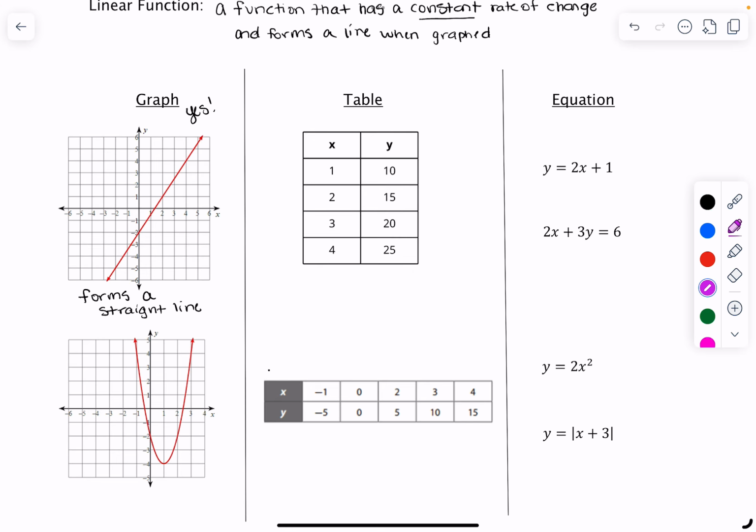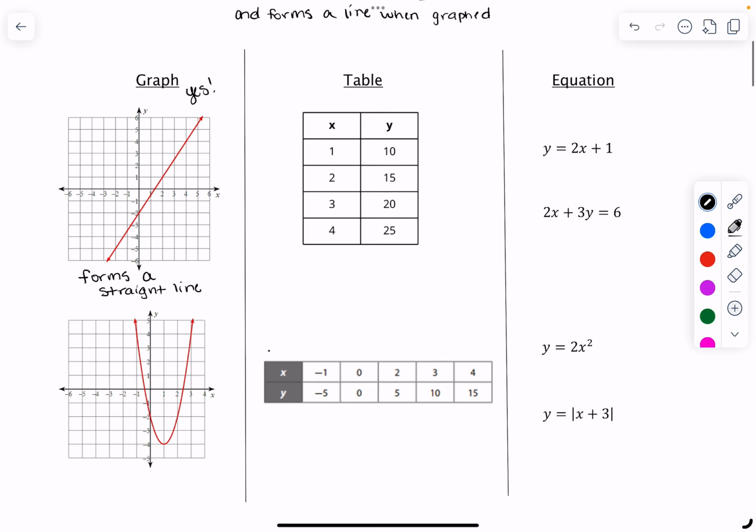The graph below it forms a curve. You can see here that it curves down and then back up. That is not a straight line, if I can spell straight correctly. So this is not a linear function. That's the difference in a graph between a linear function and a nonlinear function. There are plenty of examples of nonlinear functions as you get further along in math, but this is a basic example here.